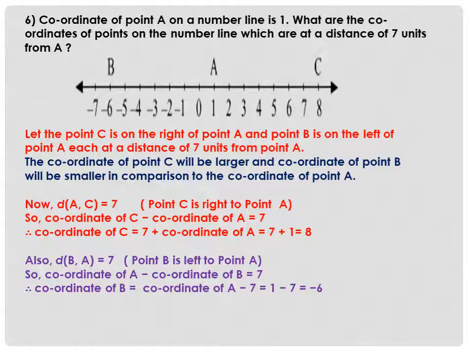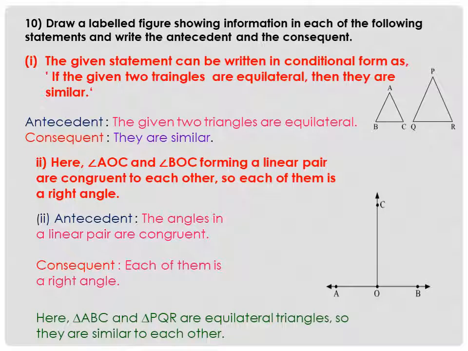So the coordinate of B is minus 6. By drawing the diagram also we get the same answer, and by solving the sum by considering greater coordinate minus smaller coordinate, you will get the same answer here. Now see sum number 10.